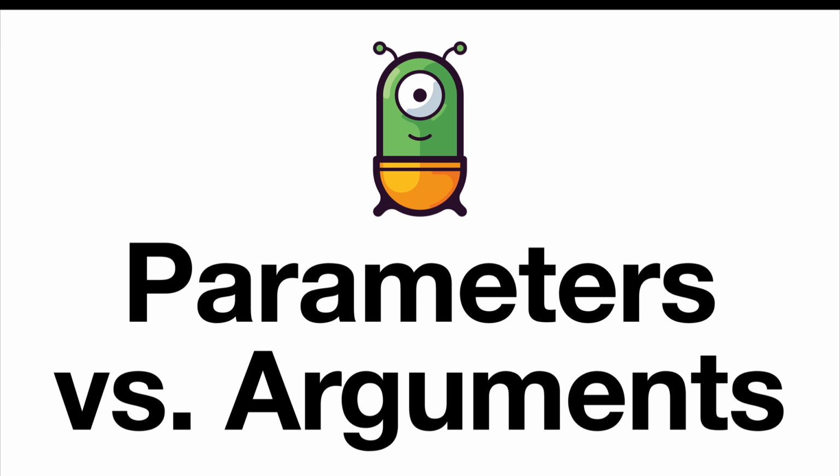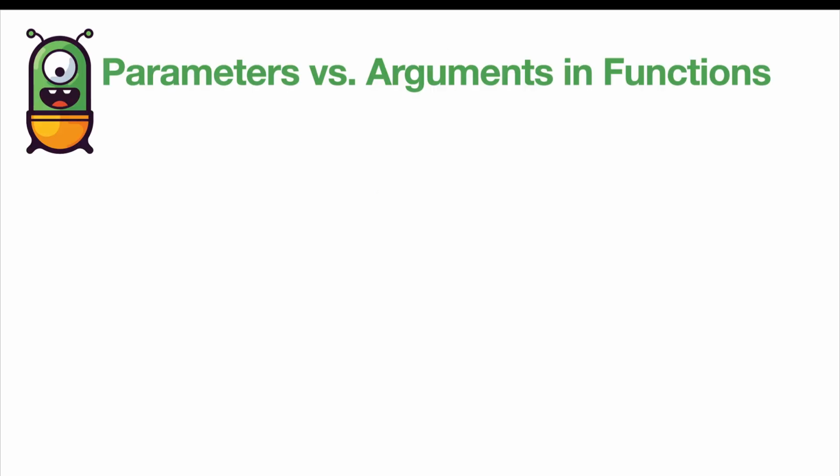And sometimes they're used interchangeably, or they seem like they might be used interchangeably. And that's because they are very much connected. So let's take a look. So parameters versus arguments and functions.